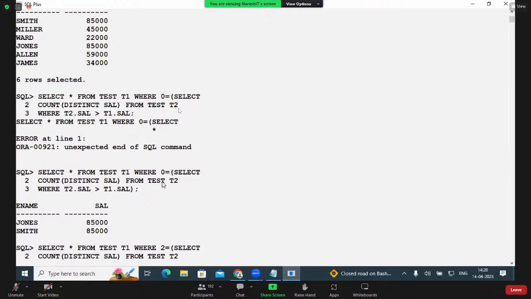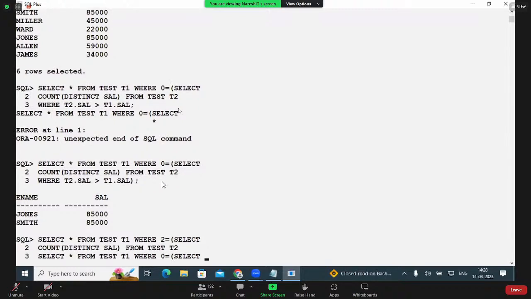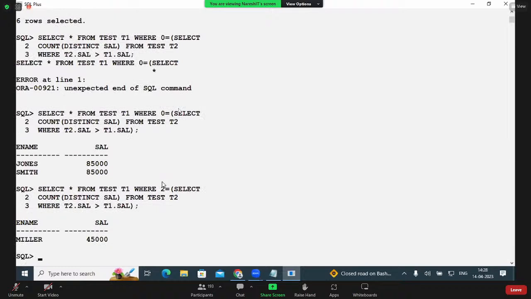Same count, test. What next? Where condition. Okay. See, that means my syntax is common. My syntax, everything will be same. But what I'm changing? The N minus 1 formula I'm changing. Now I can execute third highest.